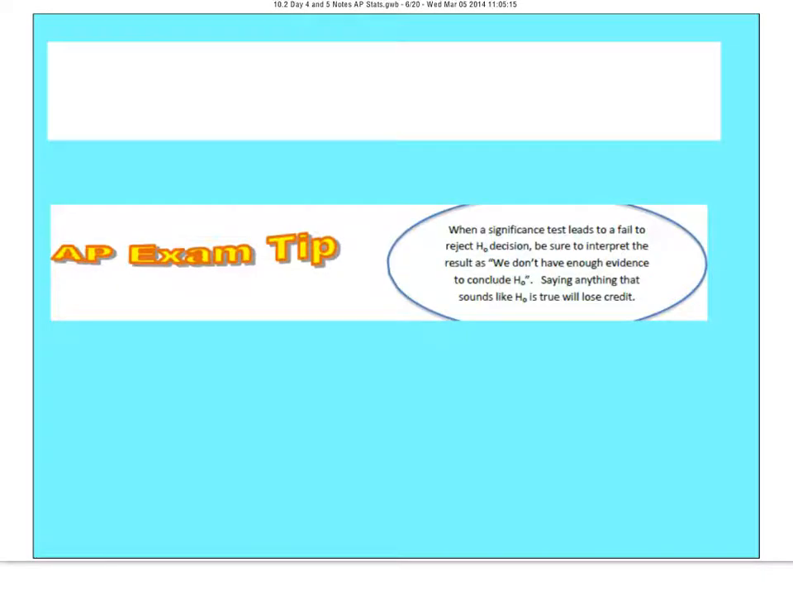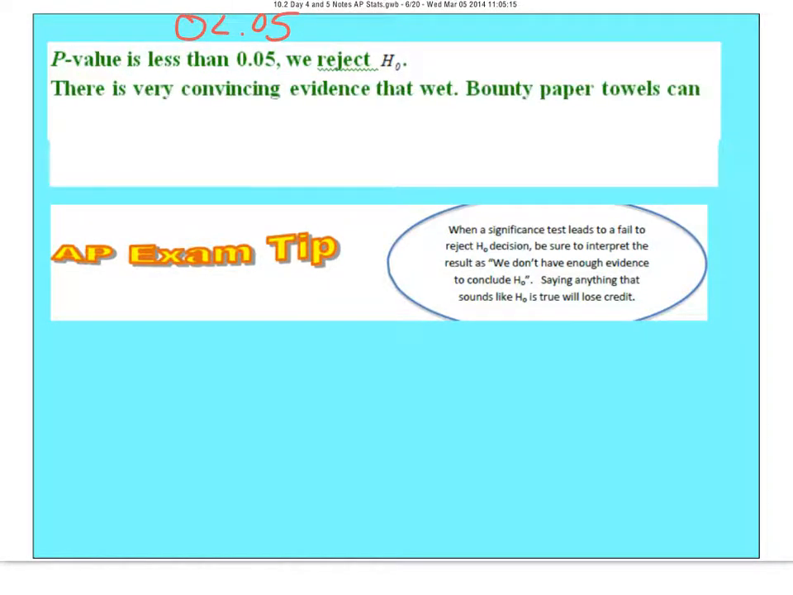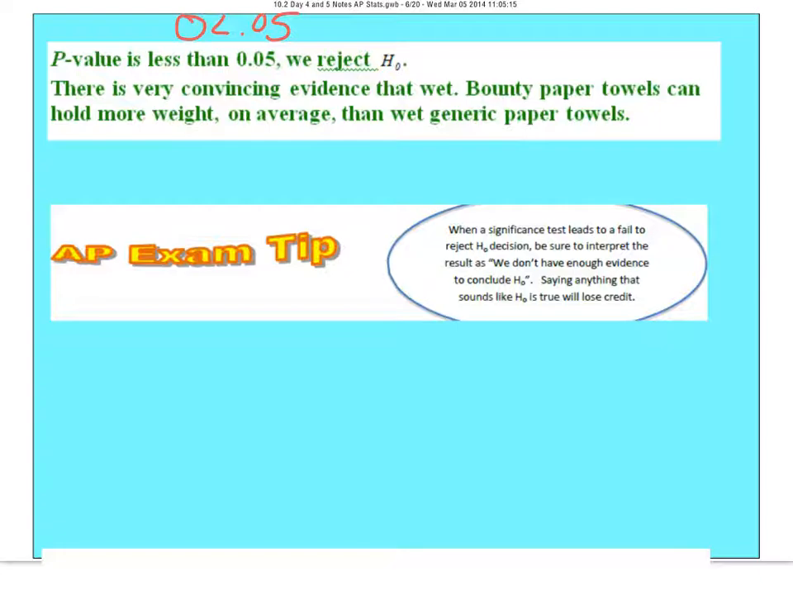Let's make our conclusion. So in this case, P is less than 0.05, so we'll reject H sub O. And I'm going to put 0 is less than 0.05 to show my math. If we reject H sub O, we can therefore conclude H sub A. So I'm just going to say there is convincing evidence that wet Bounty paper towels can hold more weight on average than generic paper towels.